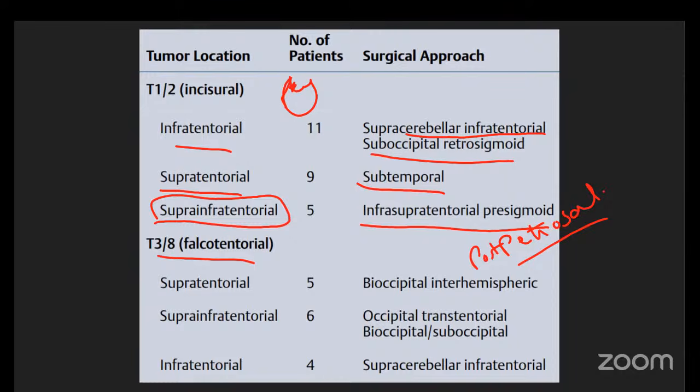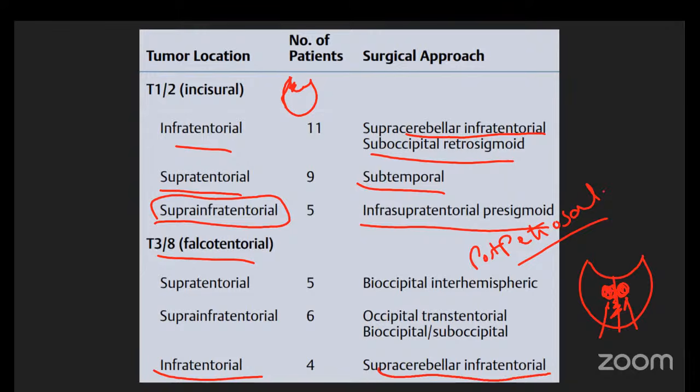So T3, T8, torcular, they are in the midline. Let me draw here. This is the midline. They are somewhere along here. If they are supratentorial, involving both the occipital lobes, then we are going via bioccipital interhemispheric approaches. If it is supra-infratentorial, let's do the infratentorial first so that it does not confuse you. If it is infratentorial, then we are going to go via the supracerebellar infratentorial approach.